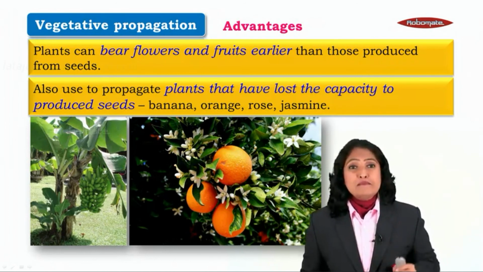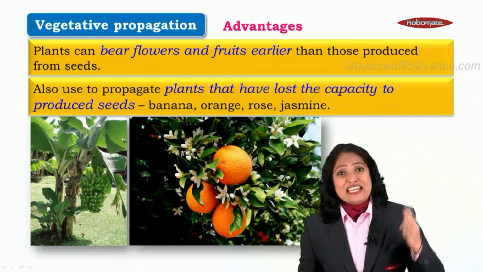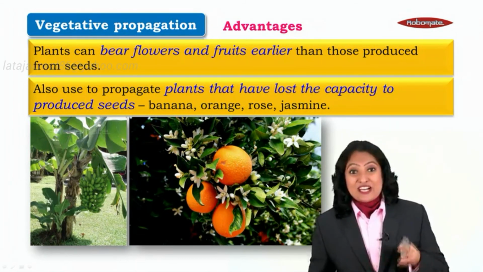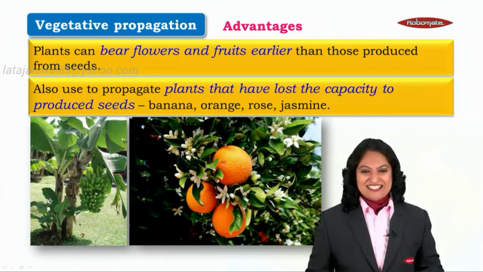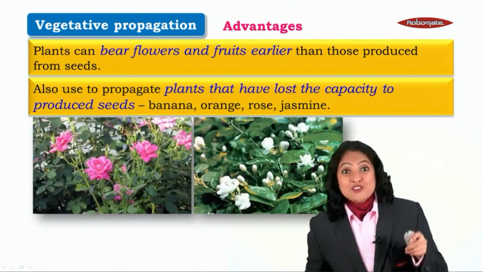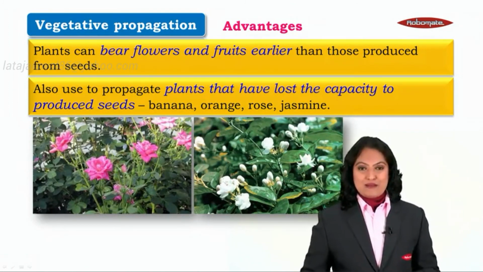Moving further, it is also used to propagate plants that have lost the capacity to produce seeds. We have all eaten banana. There are no seeds. But don't we see new banana plants around us? Yes, we do see them because of vegetative propagation. Last but not the least, even flowers like rose and jasmine are also grown through vegetative propagation and they too don't have seeds.